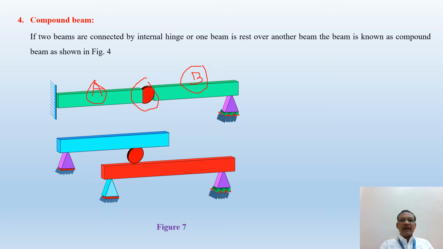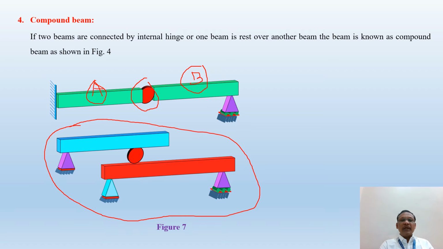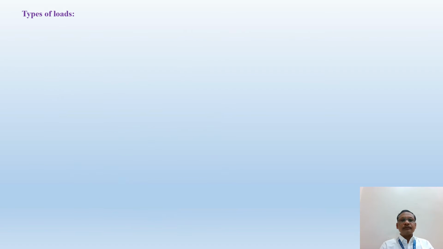Another condition is, if one beam is resting over another beam, then this total arrangement of beams is known as a compound beam. So you treat the first beam as separate, and you treat the second beam as separate. Such a type of beam is known as a compound beam. So these are the types of beam.